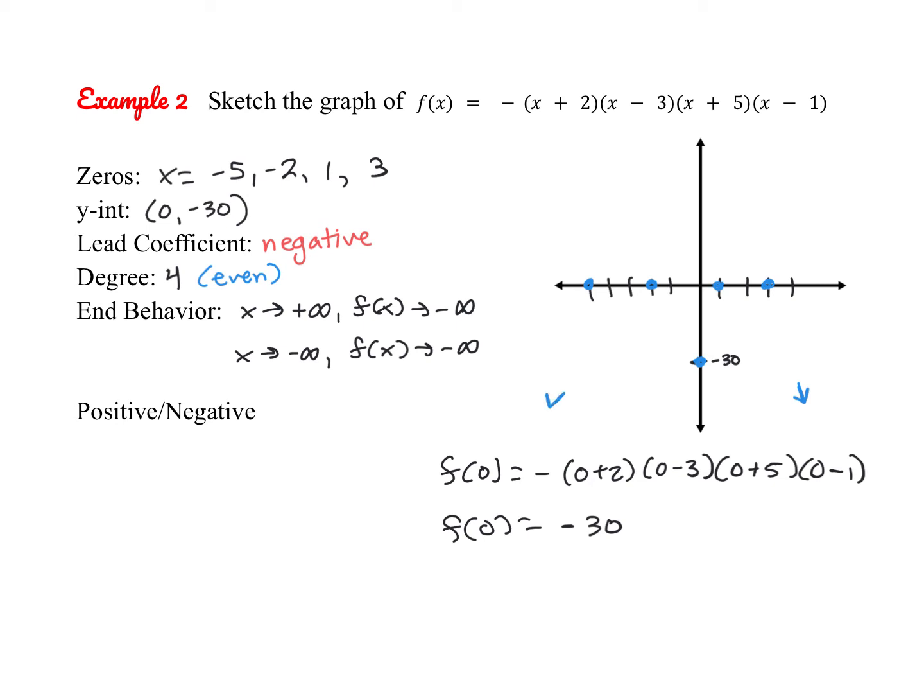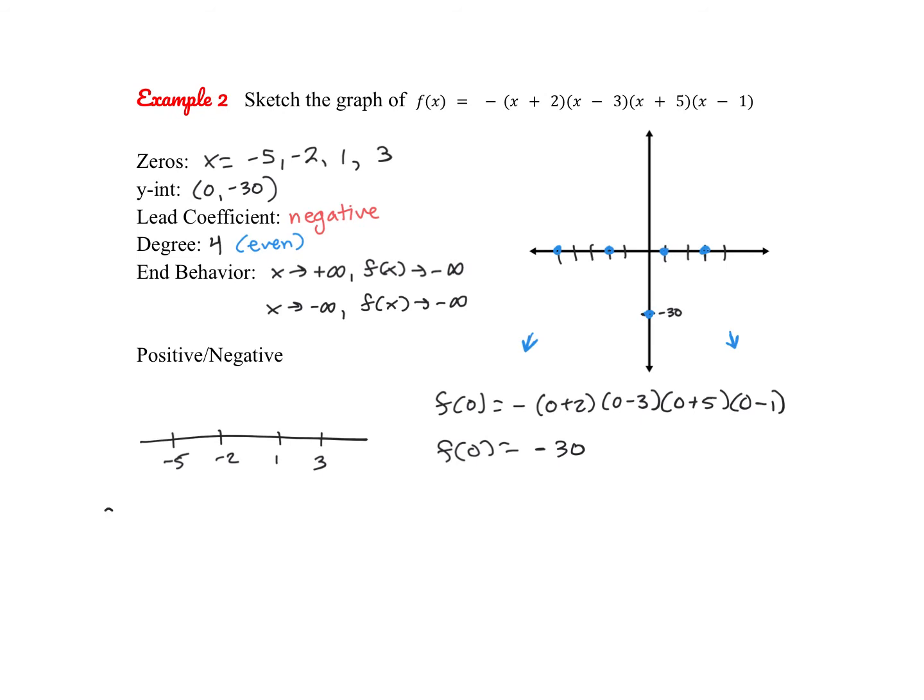So it's also going to go down. So again, any even degree, our end behavior matches. And now we can do a quick sign analysis for when our graph is positive and negative. So here is -5, -2, 1, and 3.